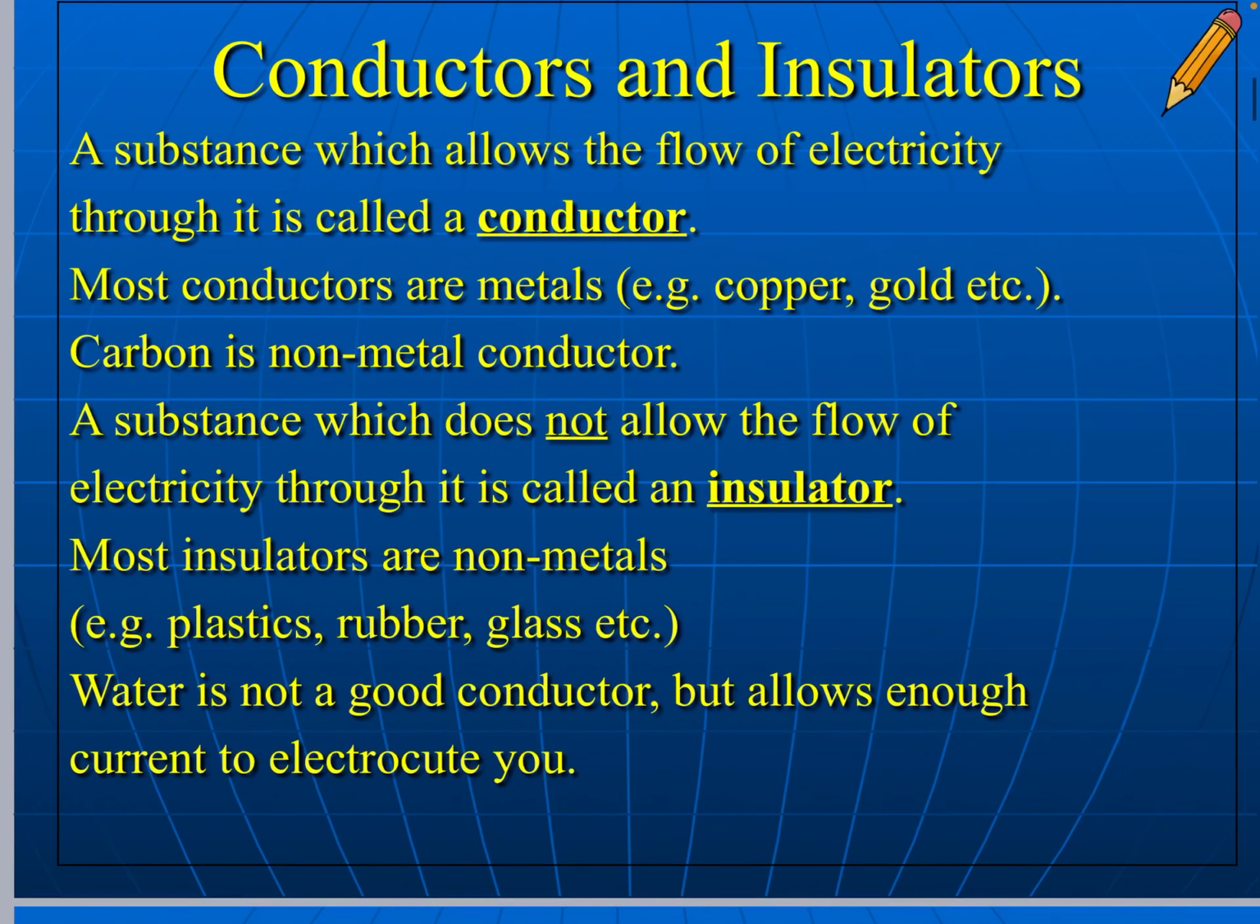One of the questions in the quiz is related to some of the information on this page. So if something allows electricity to flow, it's a conductor, and if it doesn't, it's an insulator. So conductors then are metals plus carbon, and insulators are all your non-metals.